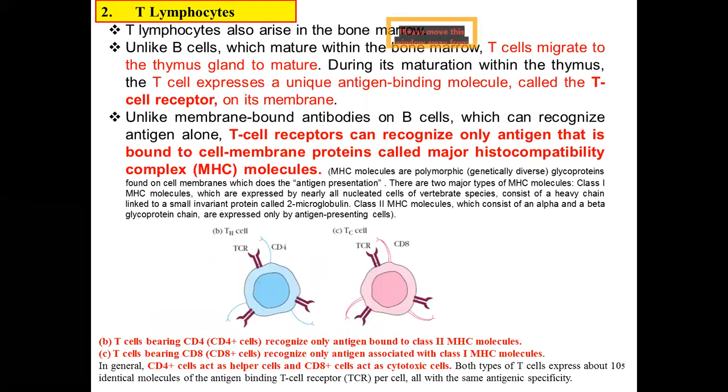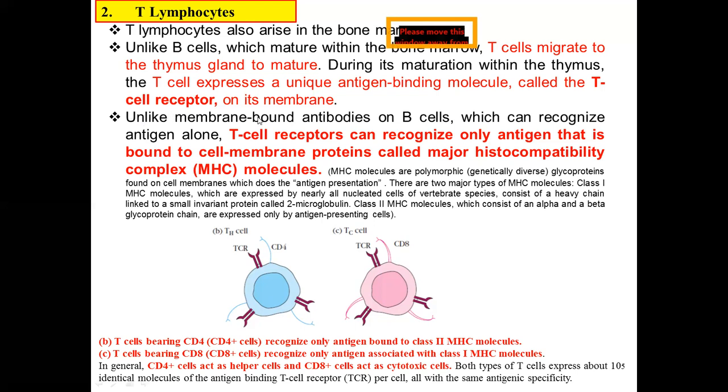The T lymphocytes, to begin with, also originate from the bone marrow, but they mature in the thymus, the primary lymphoid organ called the thymus. Once they arise in the bone marrow, they migrate to the thymus gland for maturation. During the process of maturation within the thymus, the T lymphocytes, like B cells, also express a unique antigen binding, membrane bound receptor called the T cell receptor on their membrane.